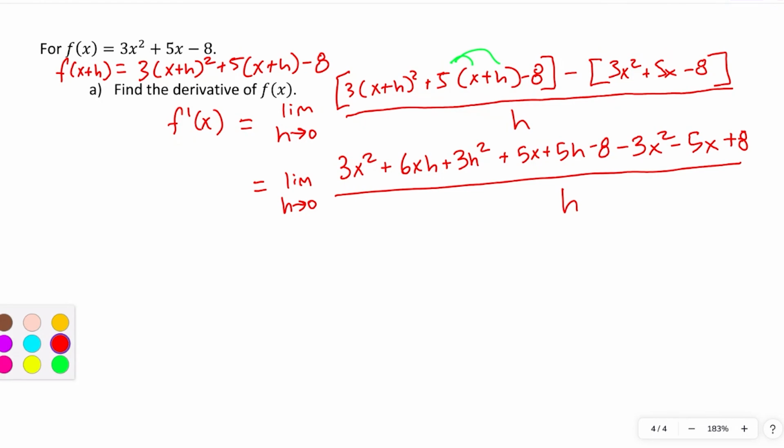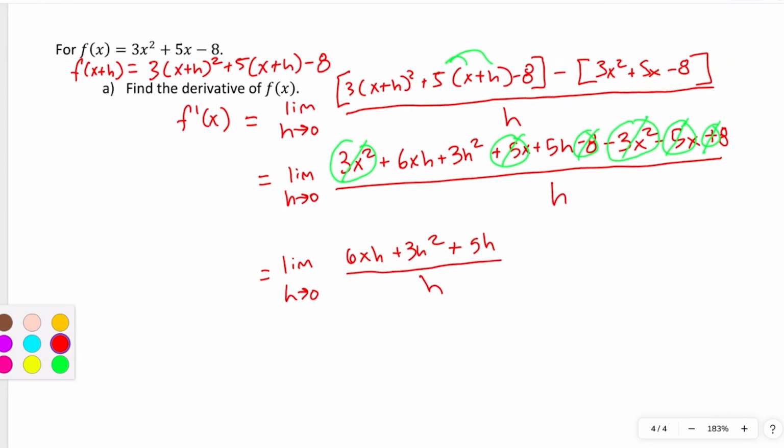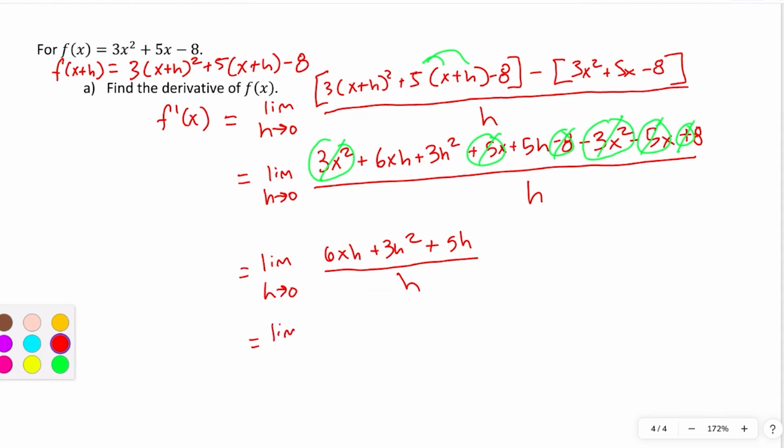Whew. All right, let's see what we can get to cancel. I see a 3x squared and a minus 3x squared. That's nice. And then we've got a 5x and a minus 5x. We've got a plus and minus 8. And that's it. So what we're left with is 6xh plus 3h squared plus 5h all over h. Notice how each term in the numerator has an h, so we can factor out that h as a greatest common factor.